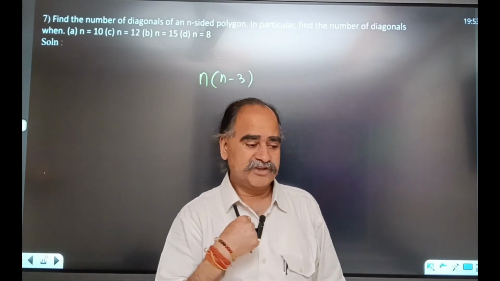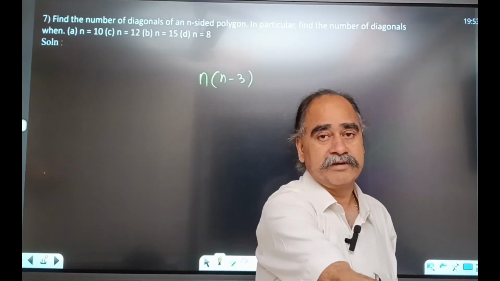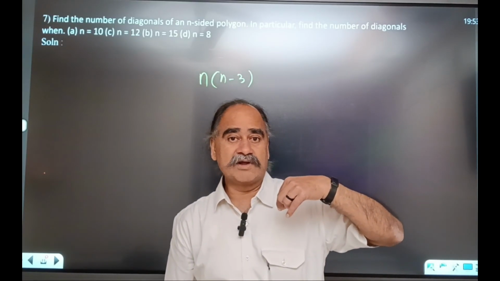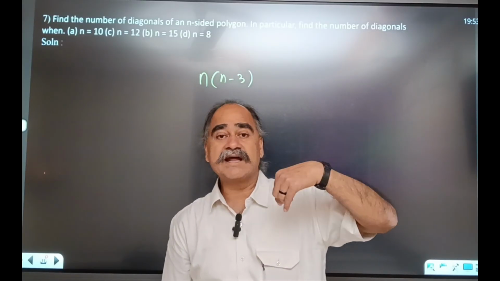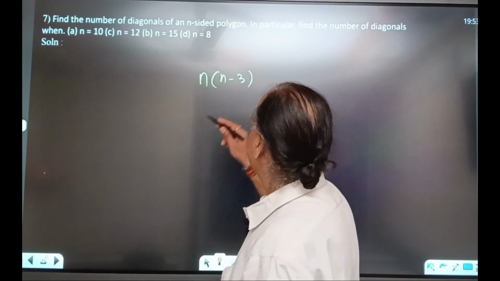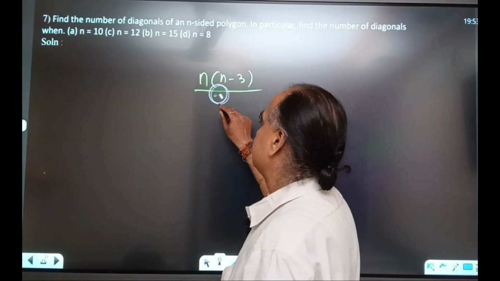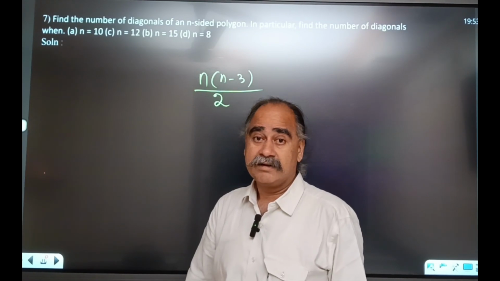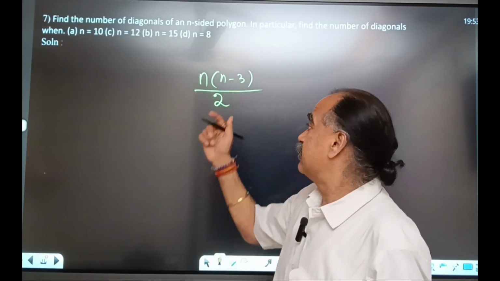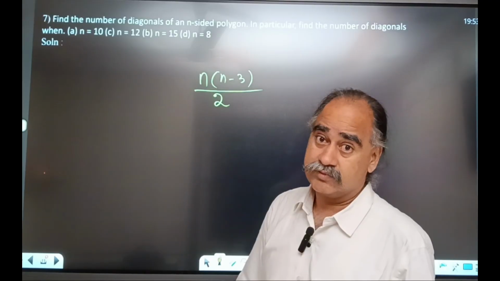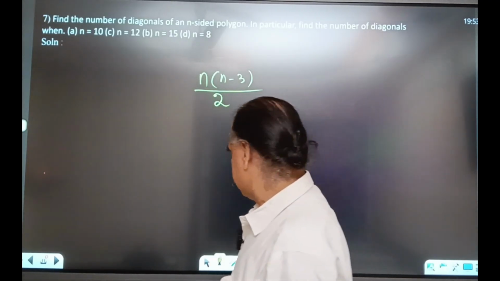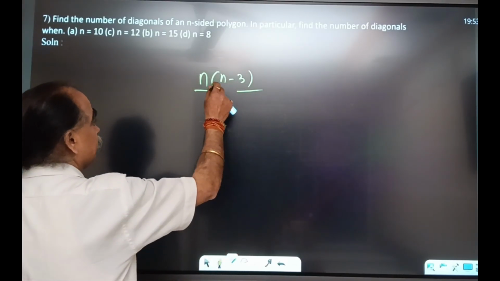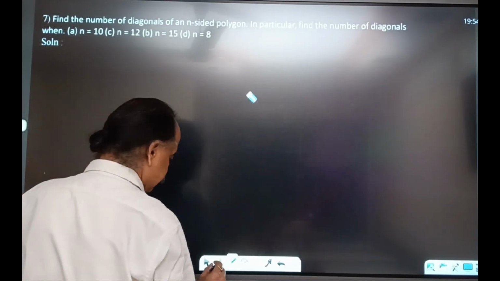But when a diagonal is already formed, and it comes again from the other end, we have already marked it as a diagonal. So half of them will disappear, meaning they are the same, so divide by 2. So that many diagonals we can form, n into n minus 3 upon 2. Let me explain this formula by another method.